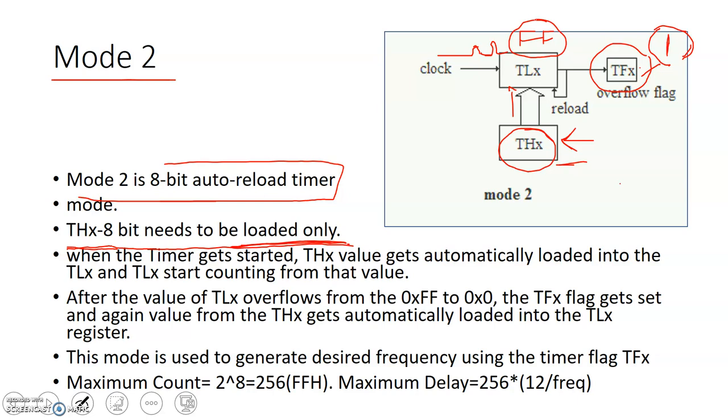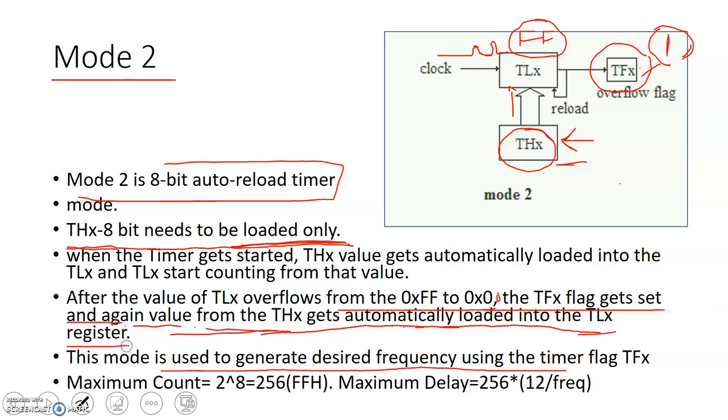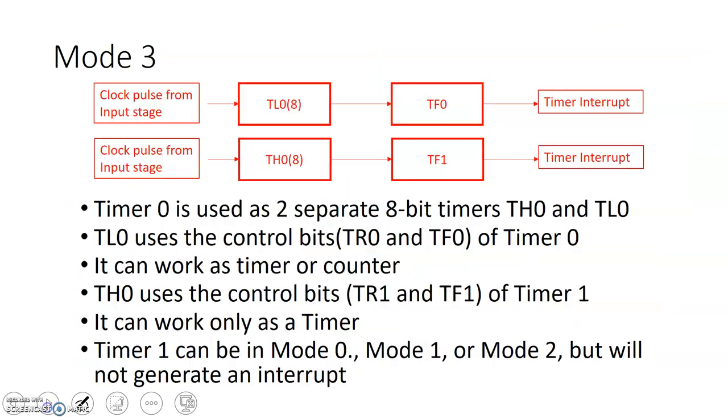Okay, so this mode can be used to generate a desired frequency. So this is one of the applications of this mode. Let me just read it out. After the value of TLX overflows from 0FF to 00, then the TFX flag gets set, and again the value from THX gets automatically loaded into the TLX register. So that's what I told you. So let's proceed and see mode 3 of the timer.